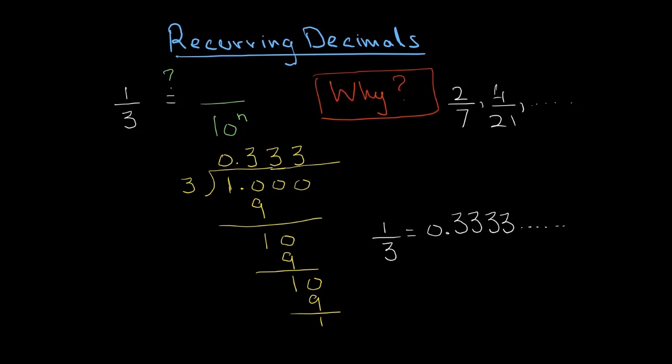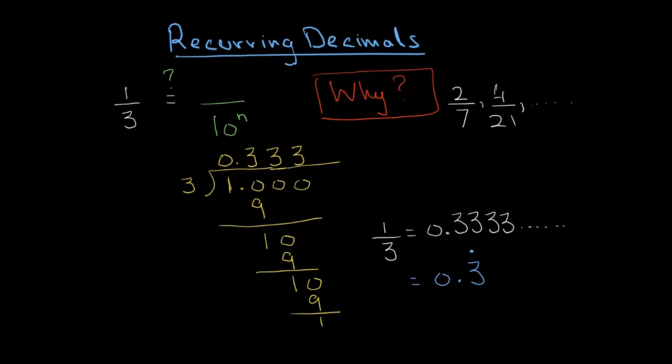Such decimals, whose decimal expansion does not stop and where patterns repeat, are called recurring decimals. Here the 3 is just repeating. This is the notation that we're going to use: we write this as 0.3 with a dot on top. The dot on top means that 3 is going to repeat itself over and over again.